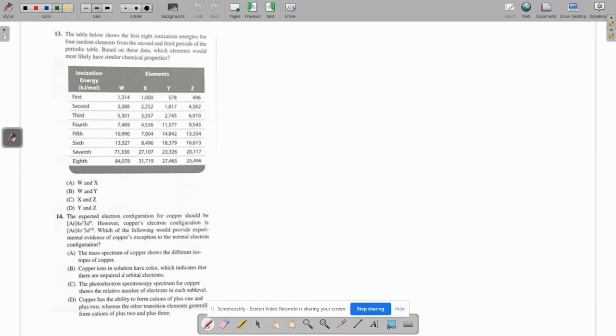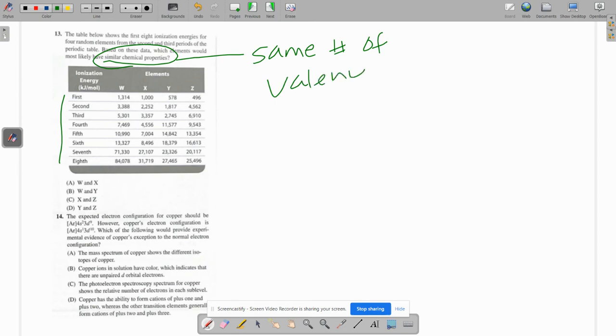Okay, so this one, whew, big data table. So basically it says you got the first eight ionization energies for these four elements. Okay, and it said based on the data, which elements would most likely have similar chemical properties? Okay, similar chemical properties means basically same number of valence electrons. Okay, so basically you're looking for elements that are in the same column on the periodic table.